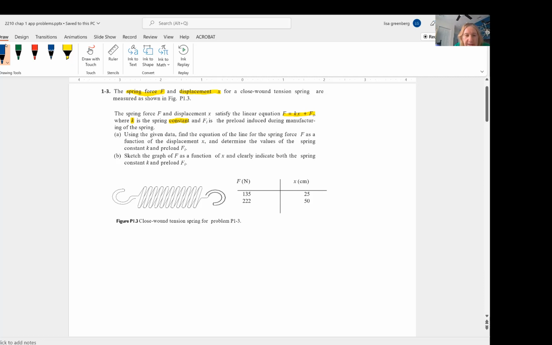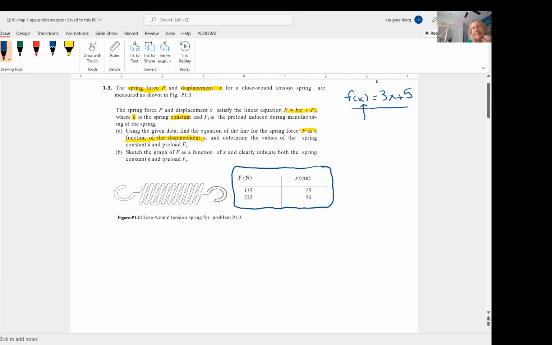Okay, so A, use the given data. Where's the given data? Oh yeah, the given data is right here. Okay, to find the equation of the line for the spring force, F as a function of X. So again, something's really important. F as a function of X. And let's say we have the equation that looks something like this. This is not the equation of this line, I promise. But let's say we have something like this. F of X means F as a function of X.